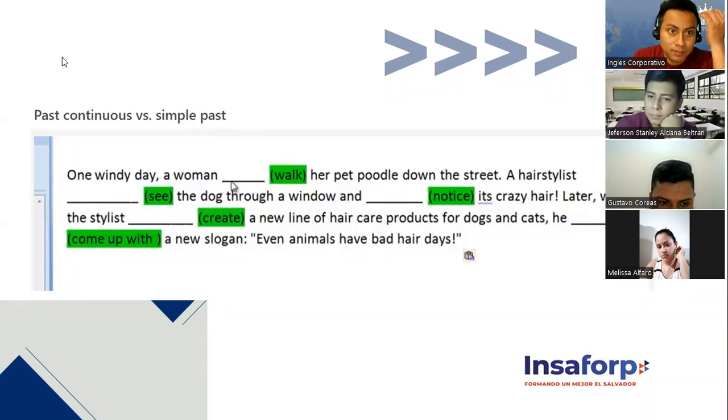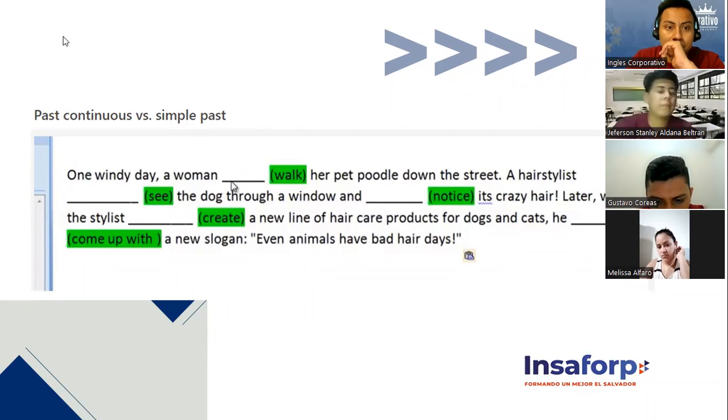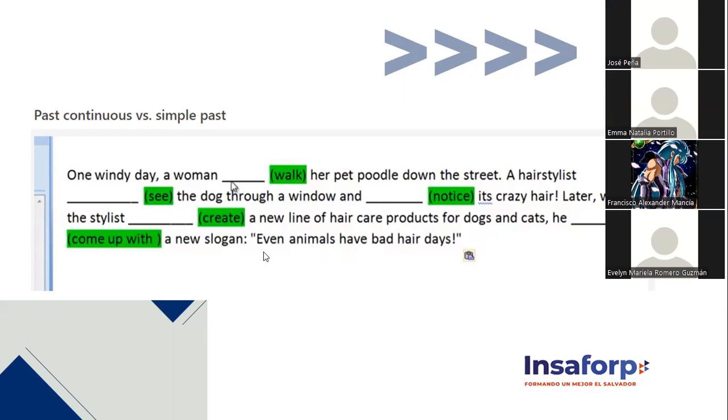Was working. Okay, continue. One windy day, a woman was walking her pet poodle down the street. Her stylist was seeing the dog through a window and noticed its crazy hair. Later, while the stylist was writing a new line of hair care products for dogs and cats, he came up with a new slogan. Even animals have bad hair days.